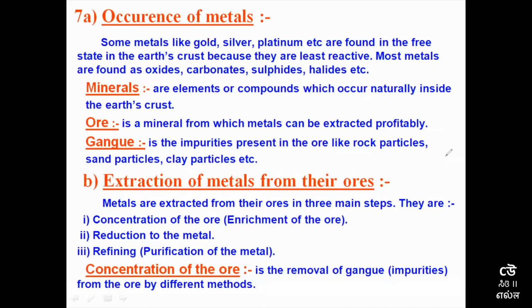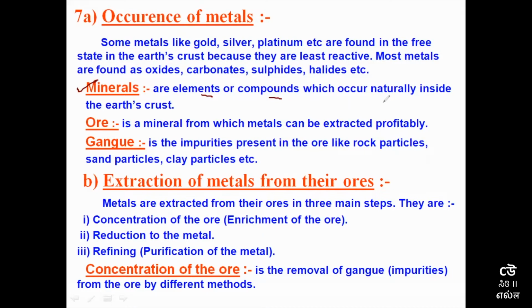But most metals are found as oxides, carbonates, and sulfides, etc. So let's talk about minerals. Minerals are defined as either an element or a compound. An element means occurring alone or in the form of a mixture of two or more different elements, which are called compounds, which occur naturally inside the earth crust. So a mineral will be either an element or a compound which occurs naturally inside the earth crust.